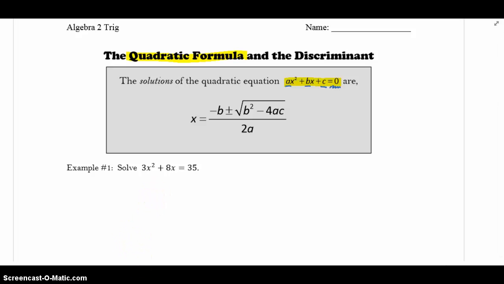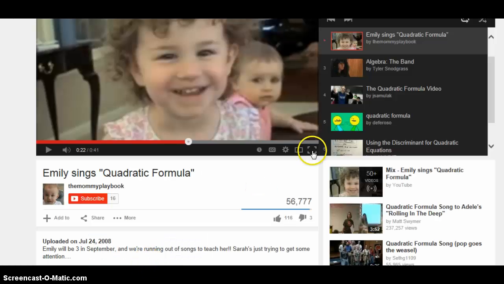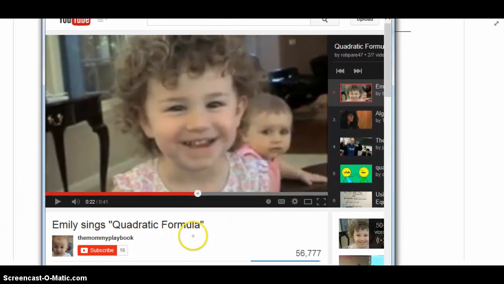I know a lot of times we complain about how difficult it is to memorize, but let me just quickly show you this clip, which shows you that I'm pretty sure anyone could memorize this formula.